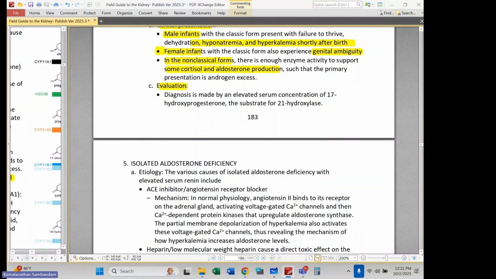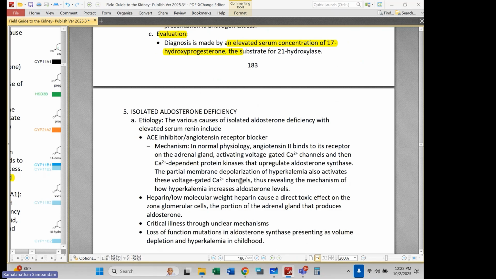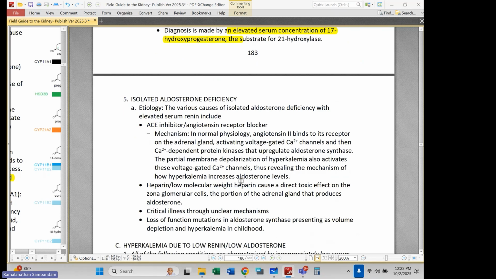Okay. The evaluation may be made at this point in time. We're doing a lot of genetic testing. So you can see either excesses of some of these predictable sex hormone substrates and derivatives. And then you can also do genetic testing for the 21 hydroxylase gene.